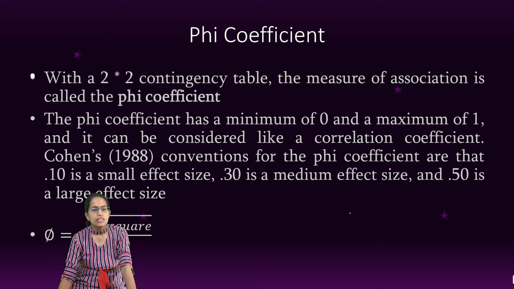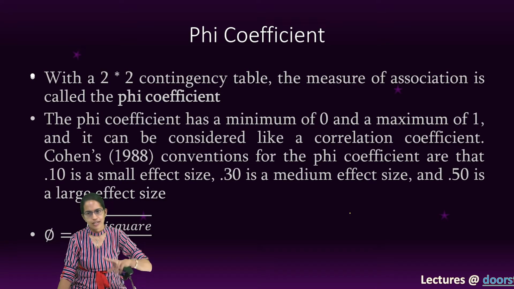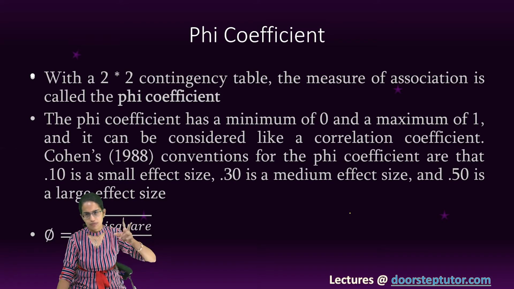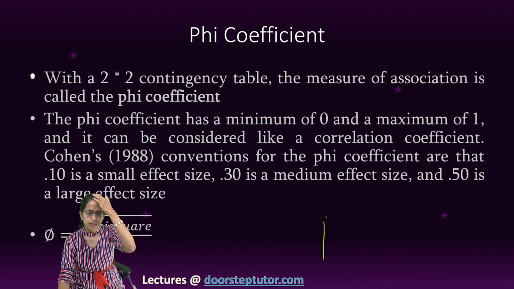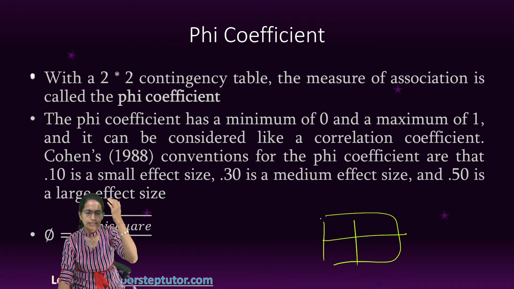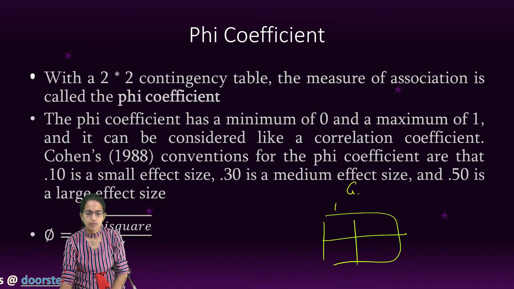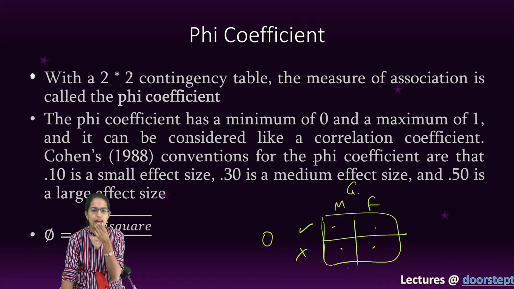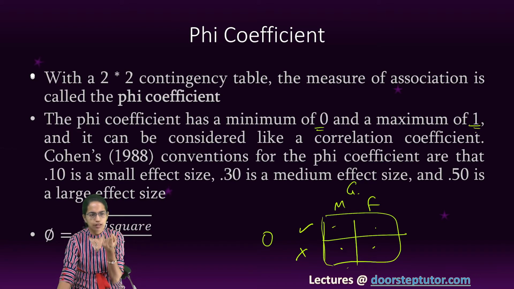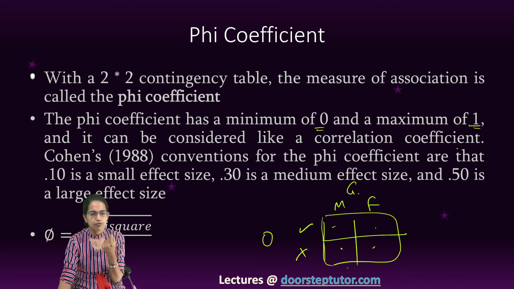Phi coefficient: since there are two variables, each of them would be 0 and 1. I can have a 2 by 2 contingency table as well. So it could be gender, male or female, property right, yes or no. It could be a 2 by 2 contingency table that I can draw, and based on that the phi coefficient, which could have a minimum value of 0 and a maximum value of 1, can be defined.